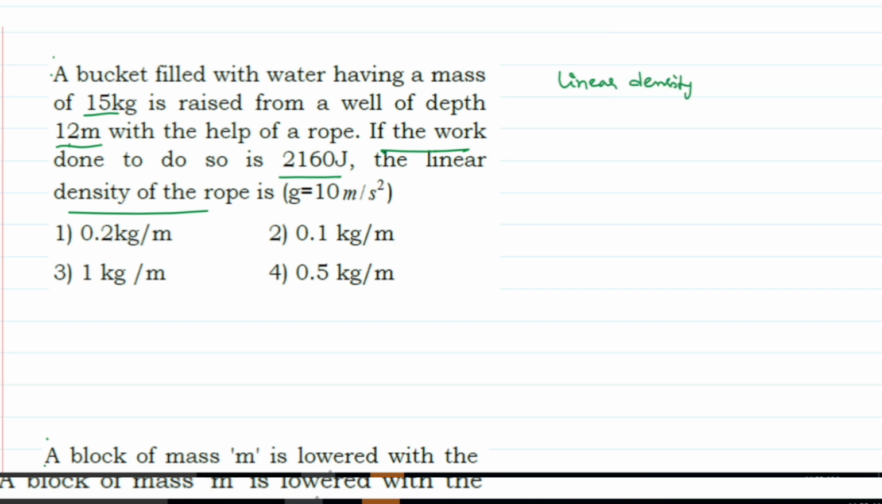Linear density of the rope is nothing but rho, which you can take as mass per unit length. So the linear density of the rope is what we need to calculate. Here the mass you can take. That means here the linear density of the rope. Now let us see the question.